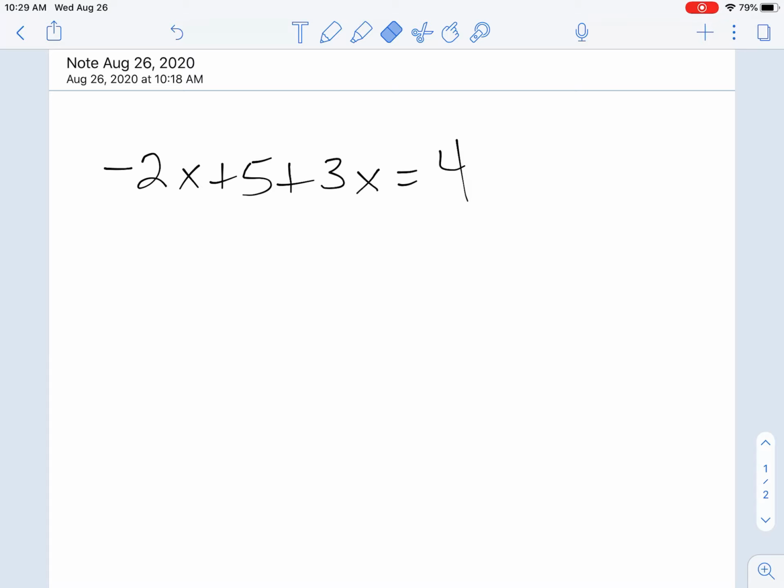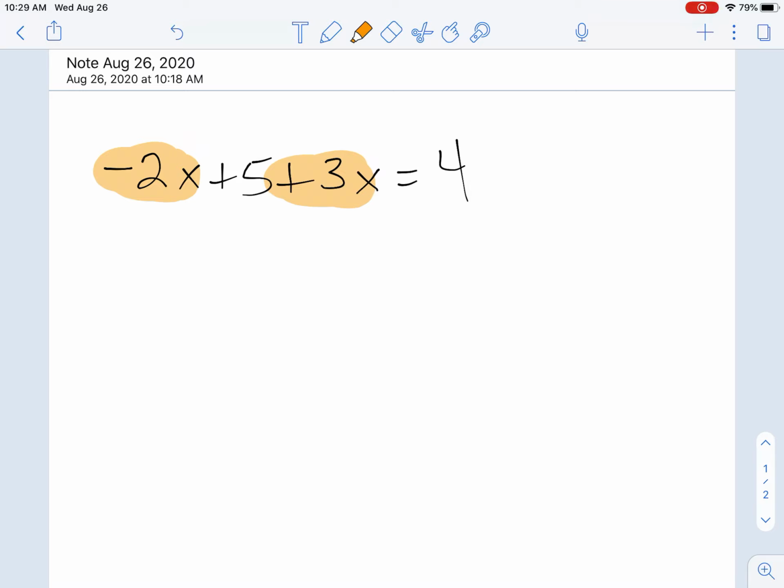So I'm going to show you how to solve a linear equation right now with the variables on the same side. So the first thing that we want to do is look on the left side and see if we can simplify or combine any like terms. So we've got two like terms here. We've got a 2x and we've got a 3x.